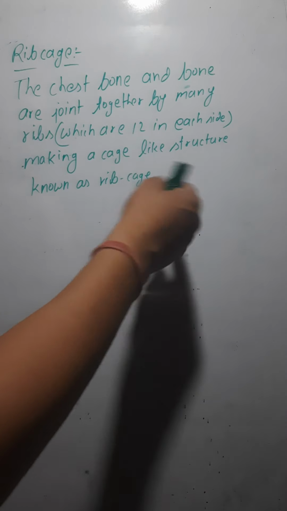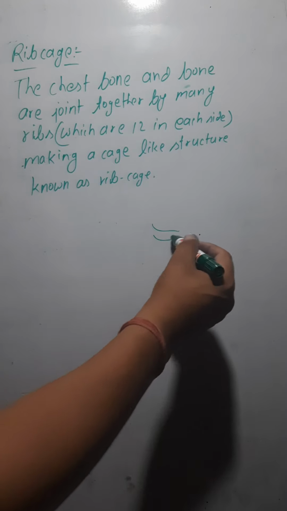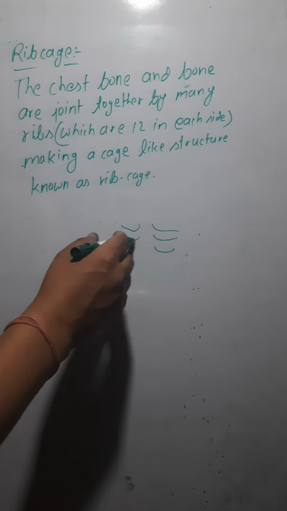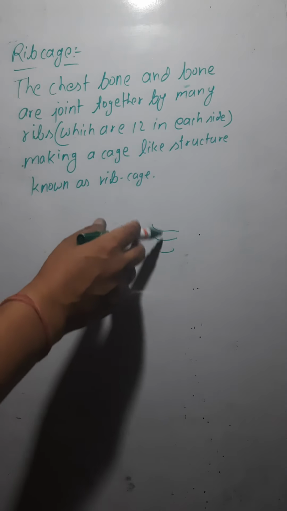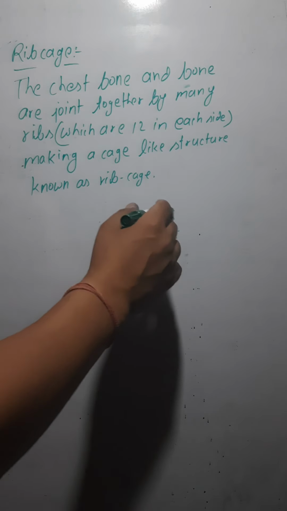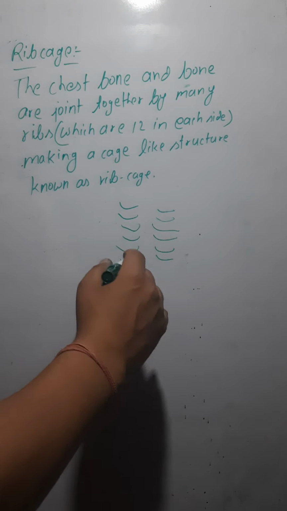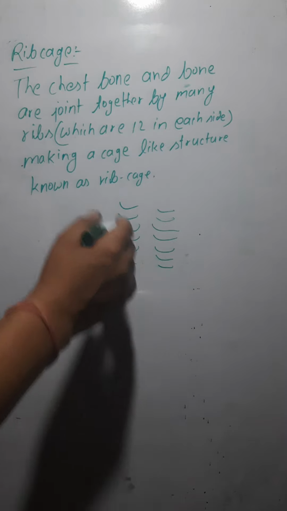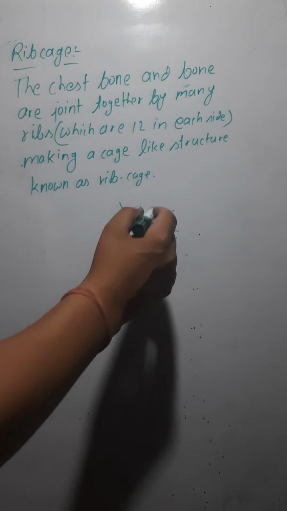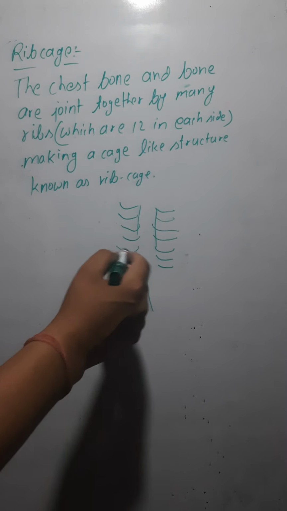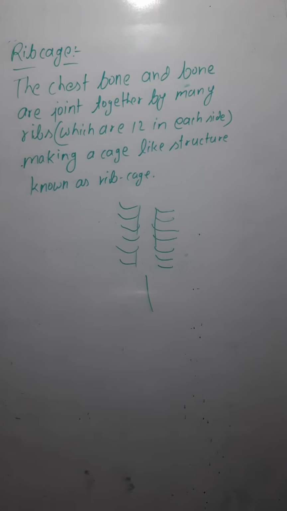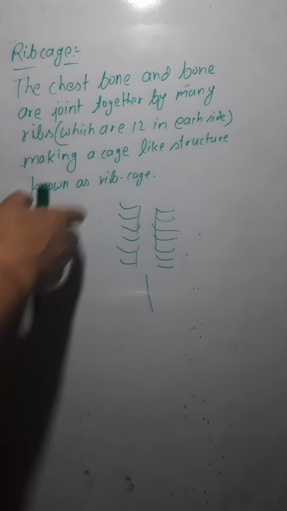There are 12 ribs on each side: 12 ribs from this one side and 12 ribs from this other side. All these ribs are joining the chest bone and the backbone together. So they are forming a cage-like structure, and this cage-like structure is known as the rib cage.